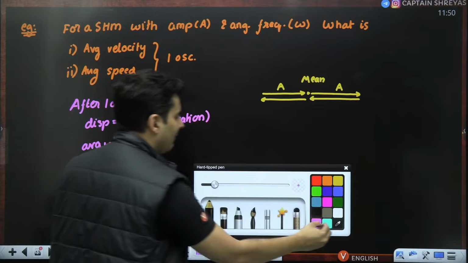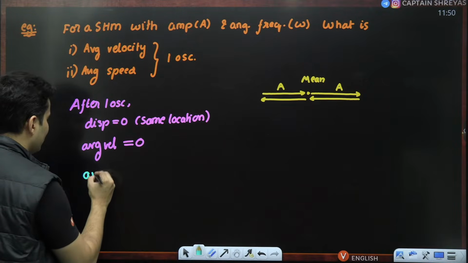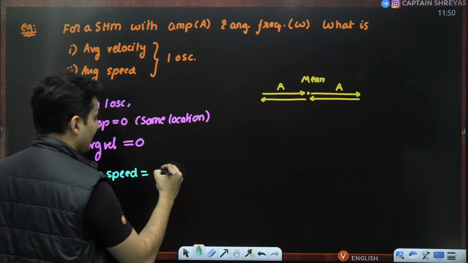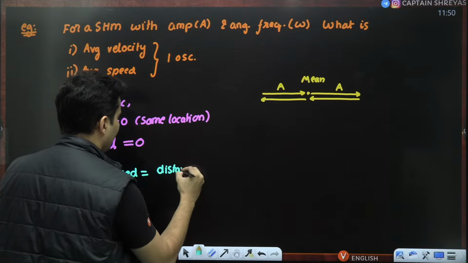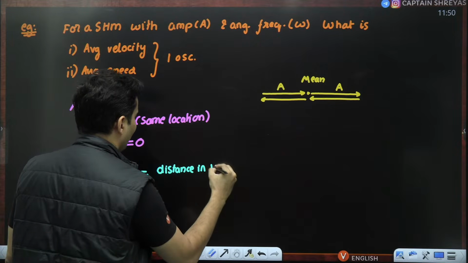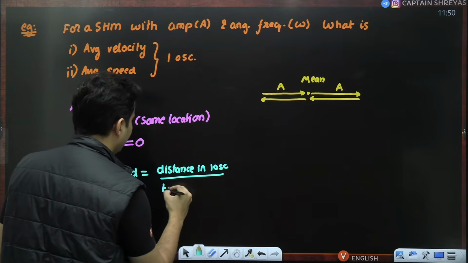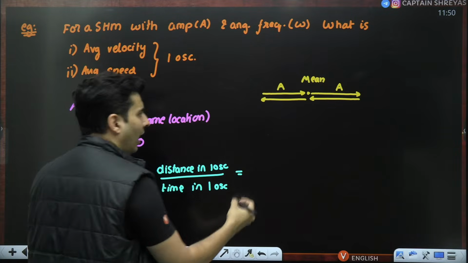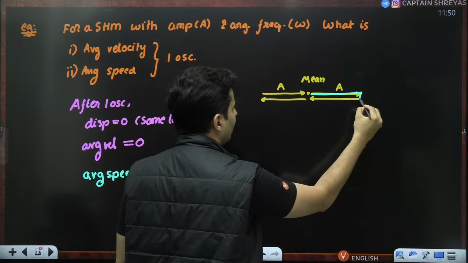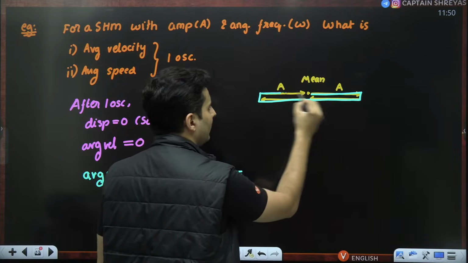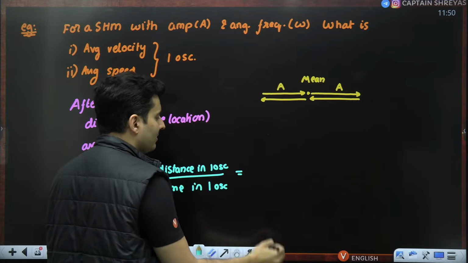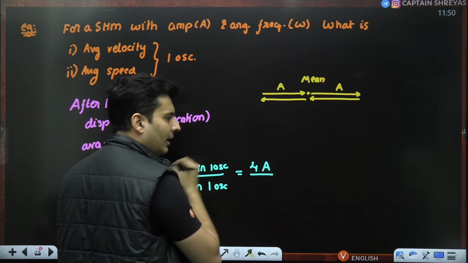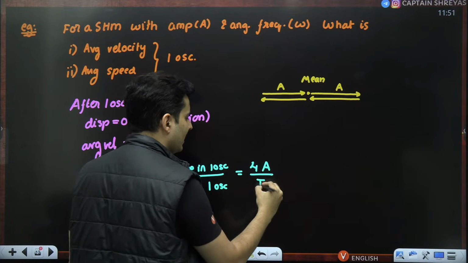But what about average speed? I don't think that will be 0, because average speed is basically the distance in one oscillation upon the time which you take in one complete oscillation. How much distance you travel? A, and then A. So A how many times, guys? 4 times. So 4 times of A, correct. And time is basically T.